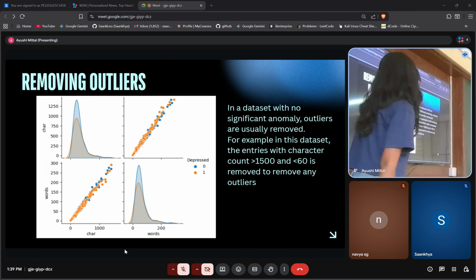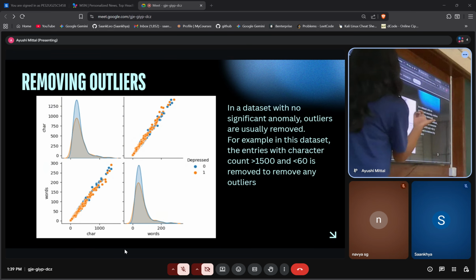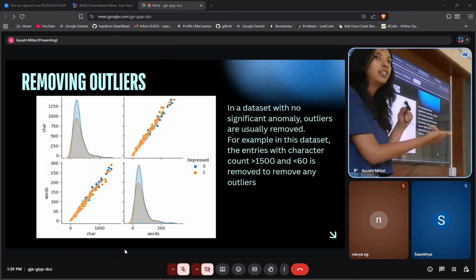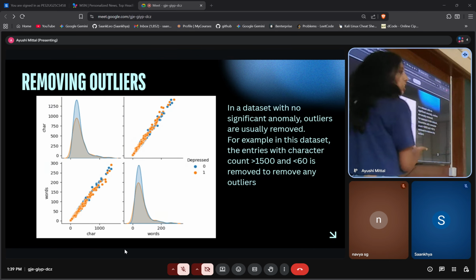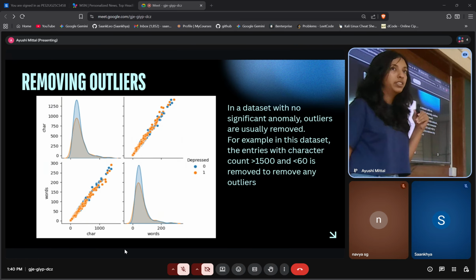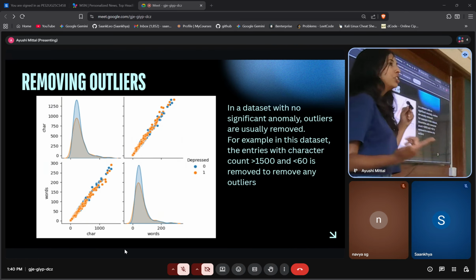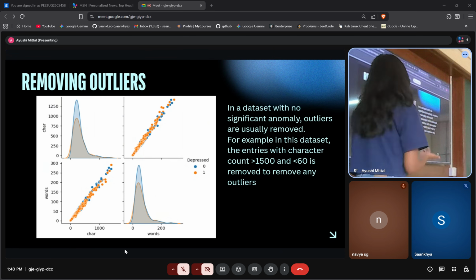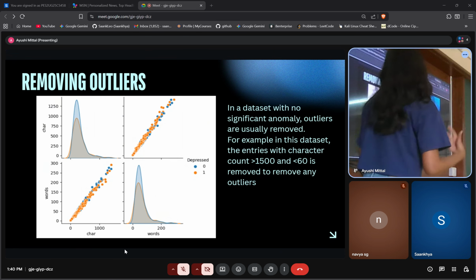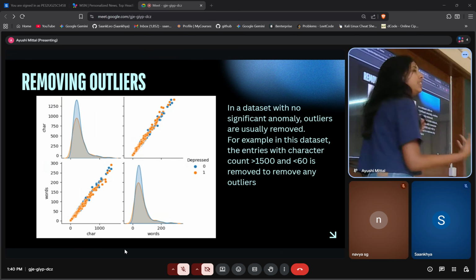So basically, you can see this data. This data basically shows the number of characters and words of our depression detection data set. This data set has been scraped from Reddit, from the depression subreddit, and we looked at the number of words in each text.